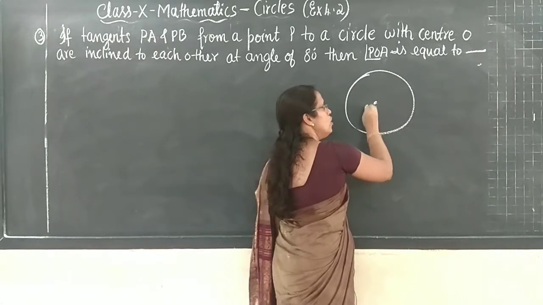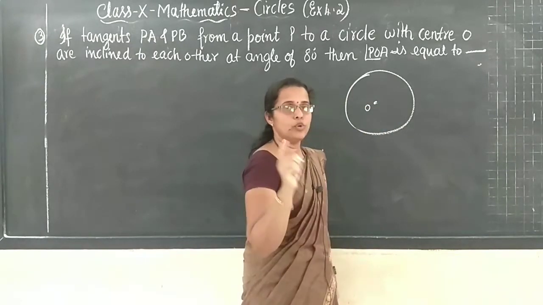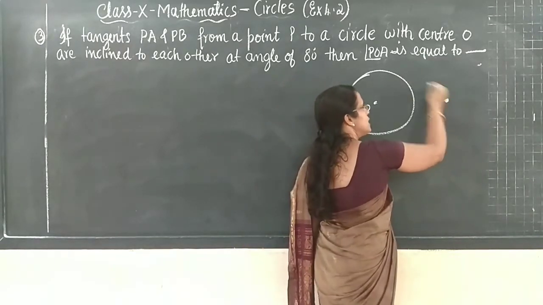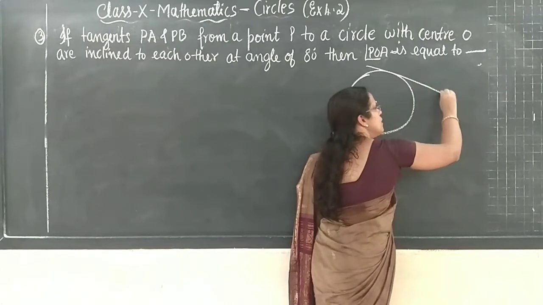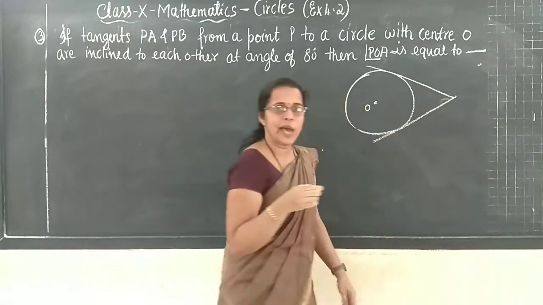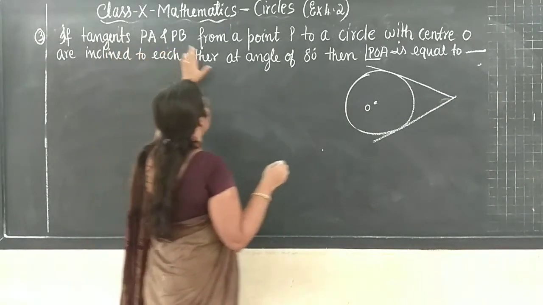Okay. So the center is O, and PA and PB are the tangents from an external point. How many tangents can be drawn from an external point? Yes, children, from one external point, two tangents can be drawn. So what is special about them? The tangents PA and PB are equal.